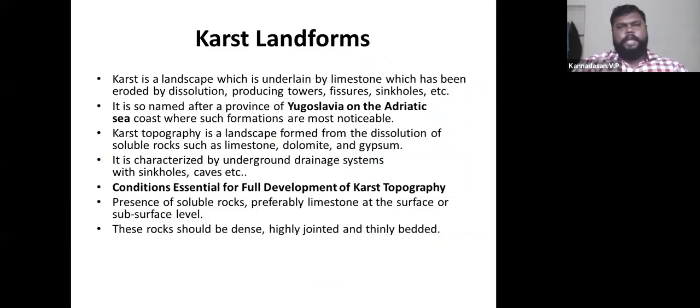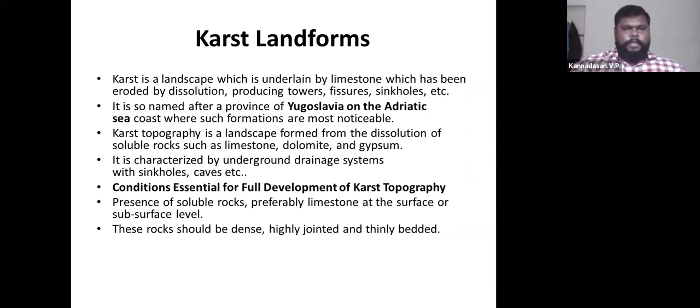Next is karst topography or karst landform. Simple, karst is just a region. The karst region is the region that you can see in Yugoslavia, near the Adriatic Sea. The speciality about this region is it is made up of limestone.